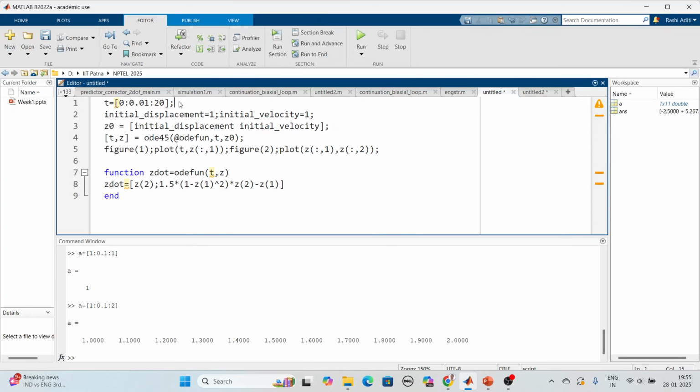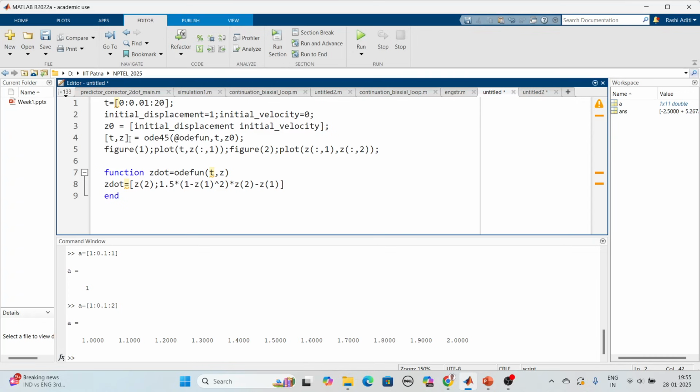So what have I done? I have defined time from 0 to 20 at a step of 0.01. Next, I have defined the initial displacement and initial velocity. In the PPT, the first is 1, comma 0, so my initial displacement is 1 and initial velocity I'll take as 0. Now I've defined a variable z0, which is the value of z at time 0, nothing but an array which has initial displacement and initial velocity, 1, 0.